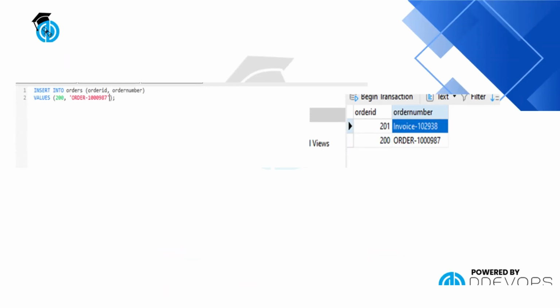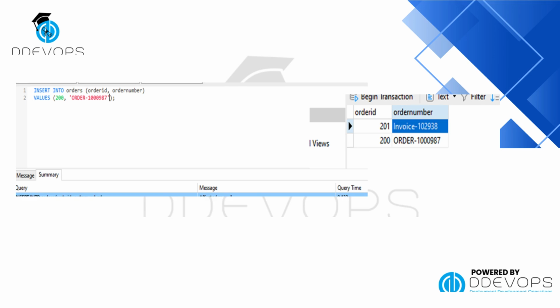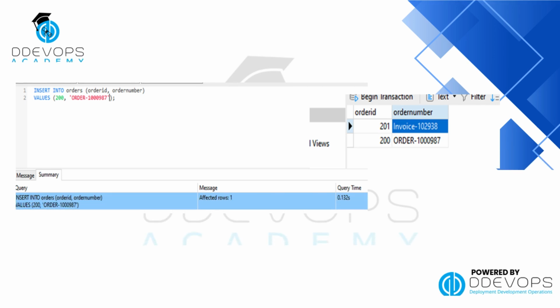Two key SQL commands. First, insert, used to add new records into a table. Just match the column list with the values list, and SQL will insert the data. Second, order by, this clause lets us sort query results, like arranging names alphabetically. Together, these commands help us build and organize our database efficiently.